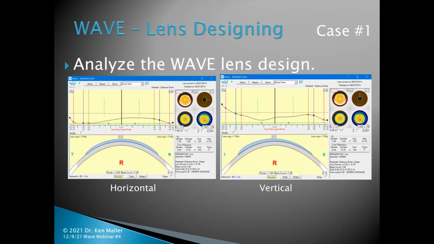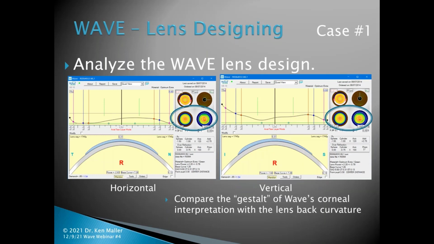All right, so let's move right along. Now, this is one of my really favorite final checks that I do once I've done my lens design. What I want to do is look at the gestalt of the lens. And the gestalt is kind of like, what's the overall feel of this lens? So what I'm doing is I'm comparing the lower left graphic, which is the back curvature graphic of the lens that you just designed, with the lower right graphic on the quad display, which is Wave's interpretation of what the cornea looks like. And for those who are using Scout, remember those curves are color matched.